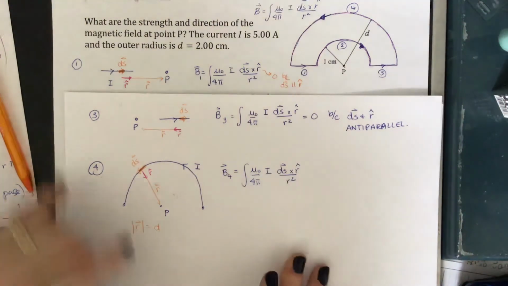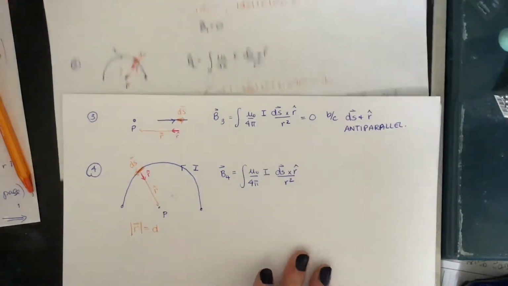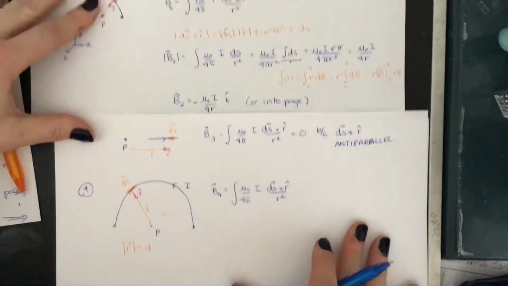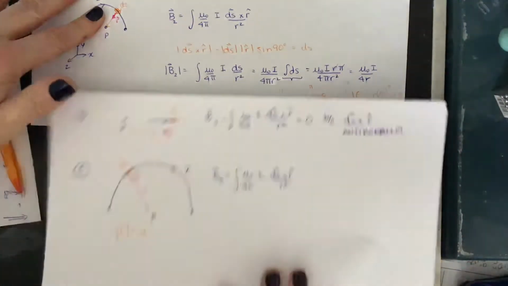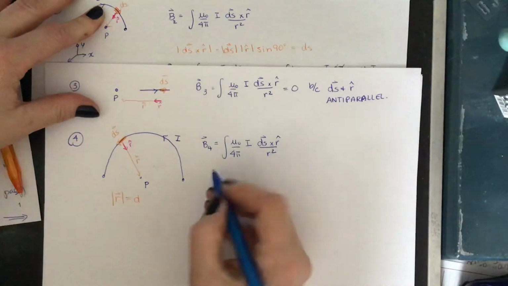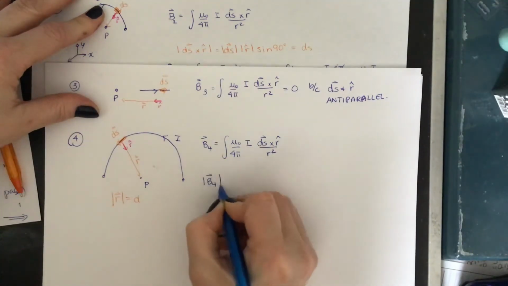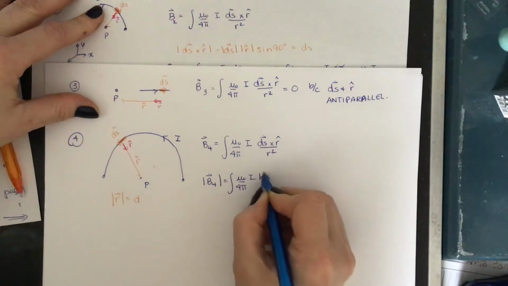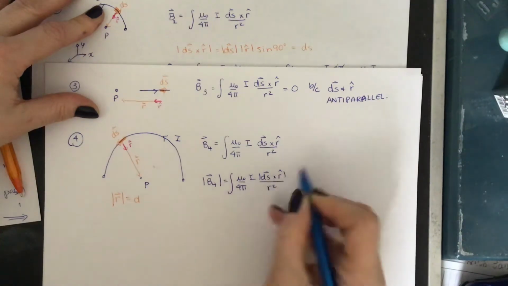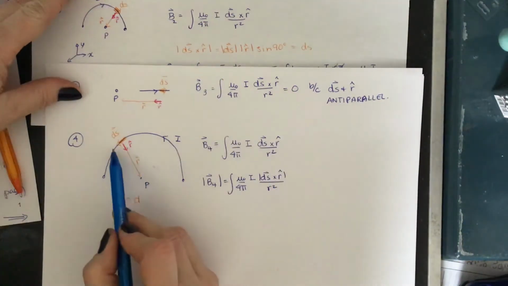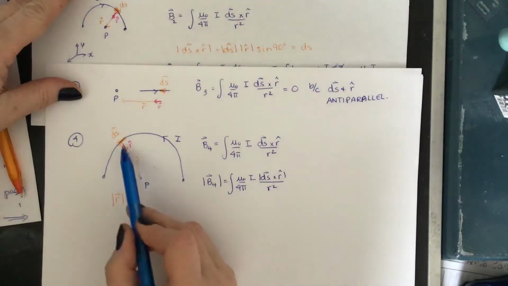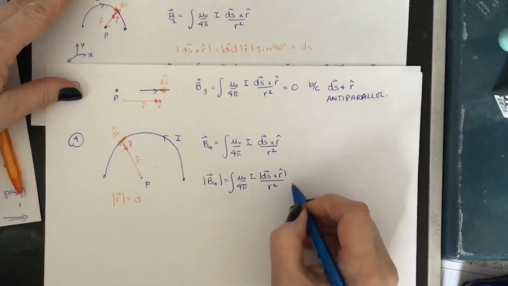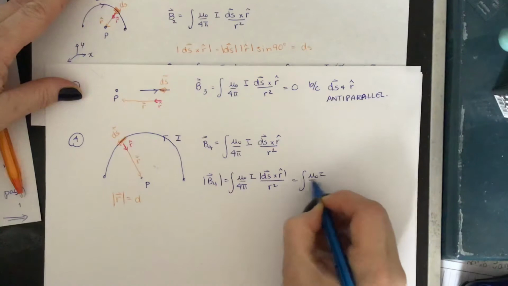Now, let's not reinvent the wheel here. Let's use some of our previous results. So we'll just show this part right here. First thing we'll write down is that the magnitude of B4 is the integral of mu naught I over 4 pi, magnitude of ds cross r hat over r squared. ds cross r hat is magnitude of ds, magnitude of r hat times sine of the angle between them. So magnitude of r hat is 1, sine of 90 is still 1. So that's mu naught I over 4 pi times ds.